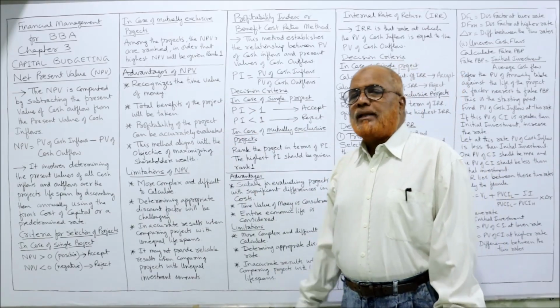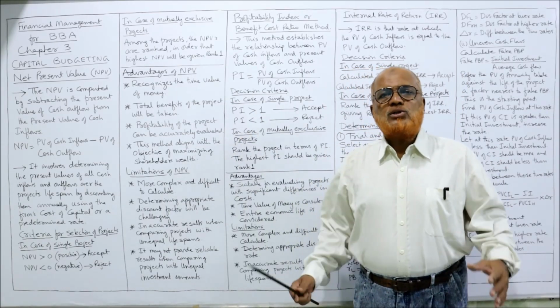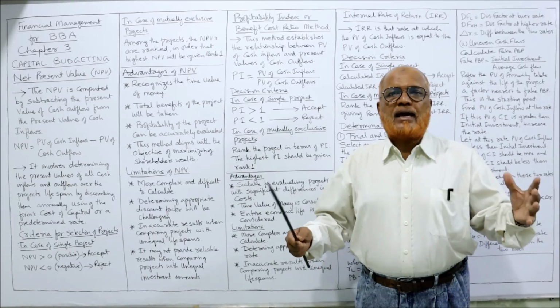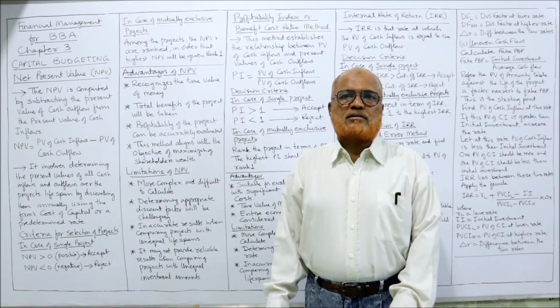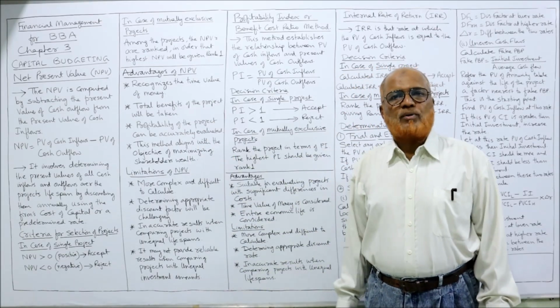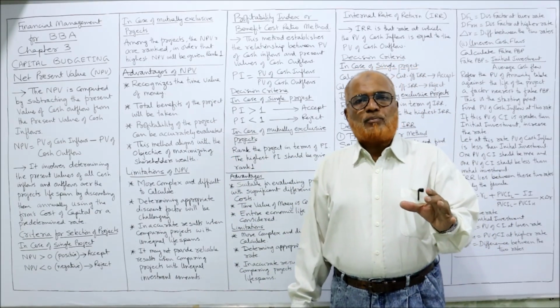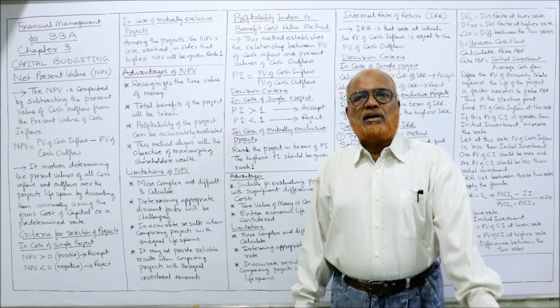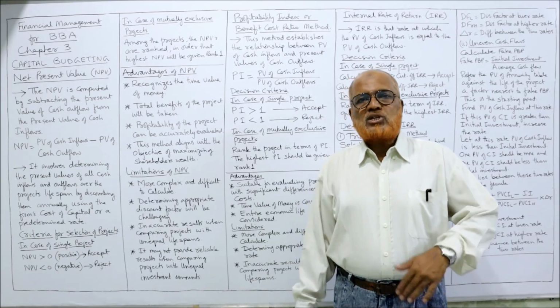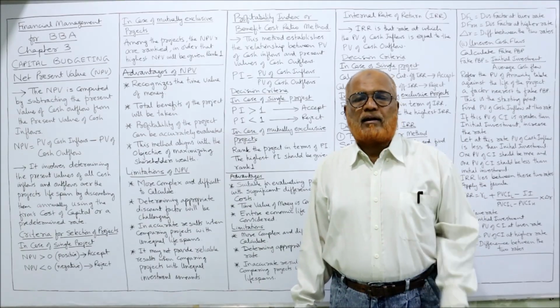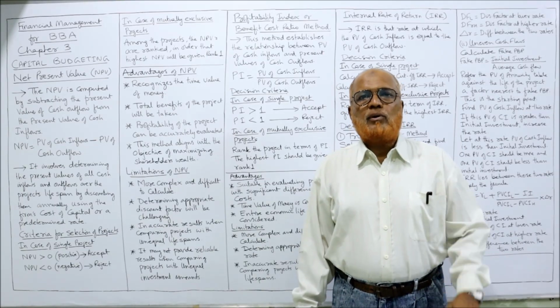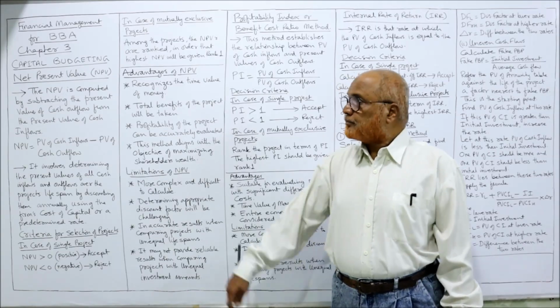Now, in the case of mutually exclusive projects, suppose we have 2 or more projects and we have to select any one of them; that is called a mutually exclusive project. In mutually exclusive projects, we calculate NPV and rank them. Whichever project has the highest NPV will be given first rank. In that way, we can select the project.